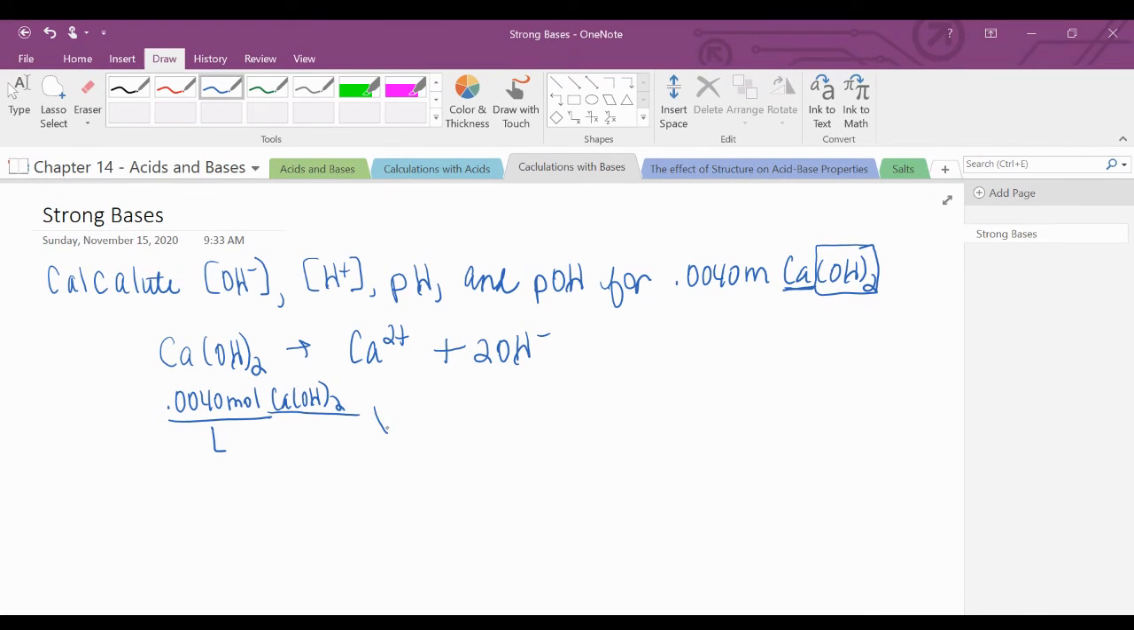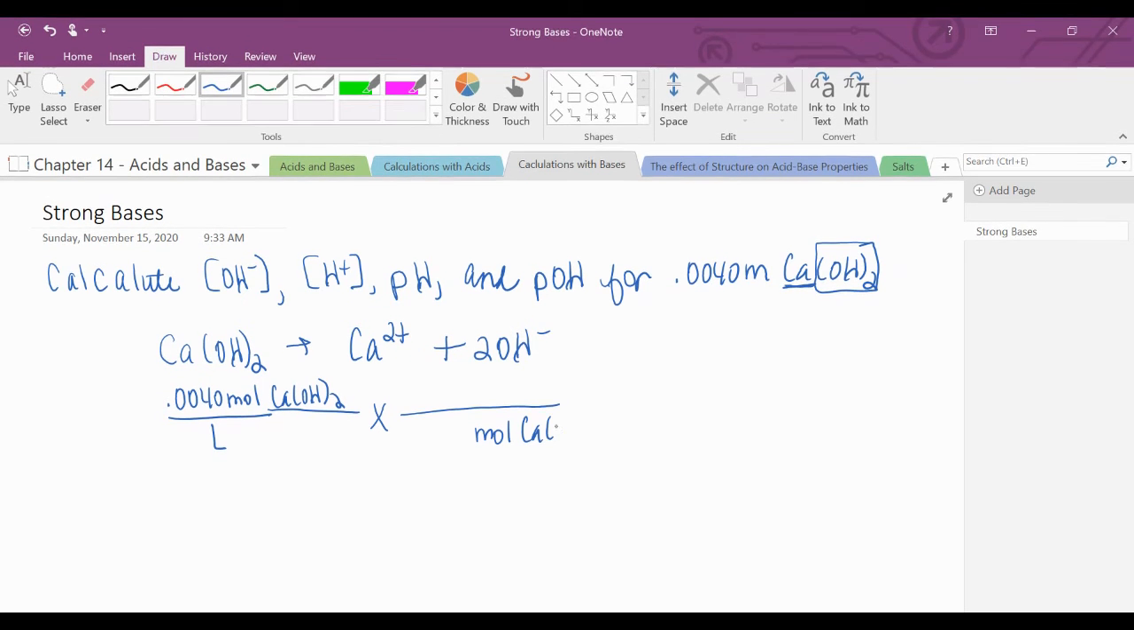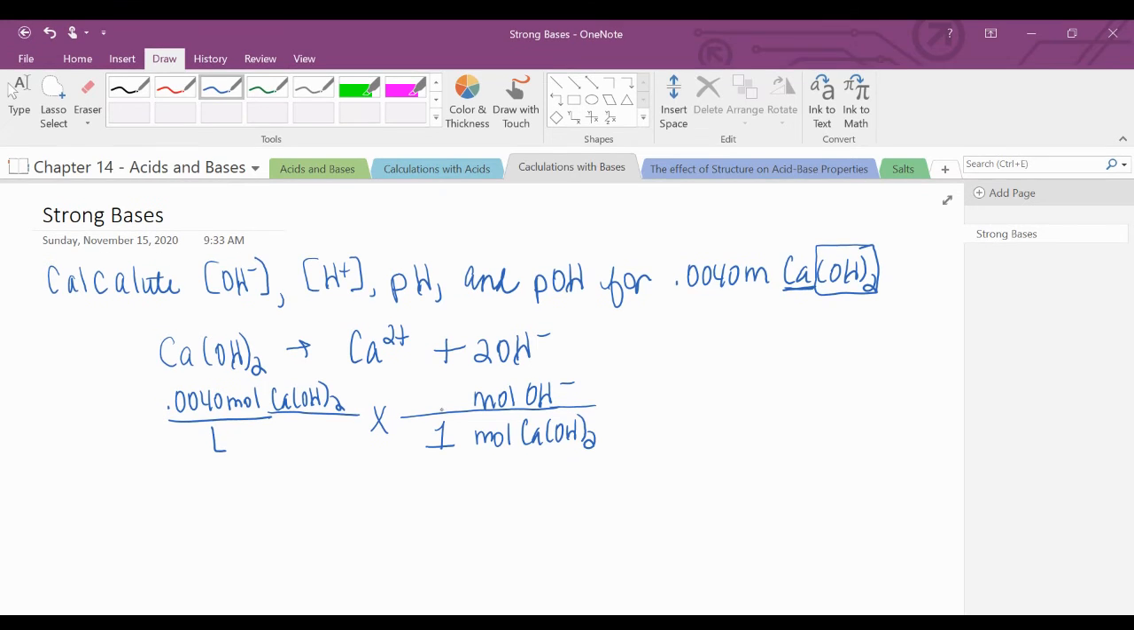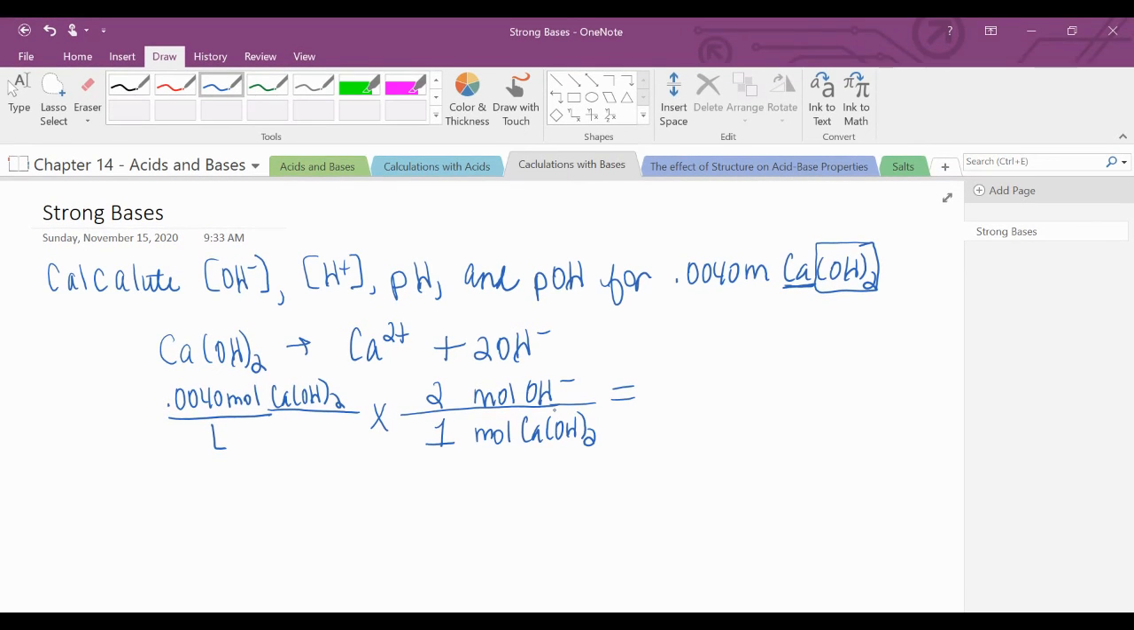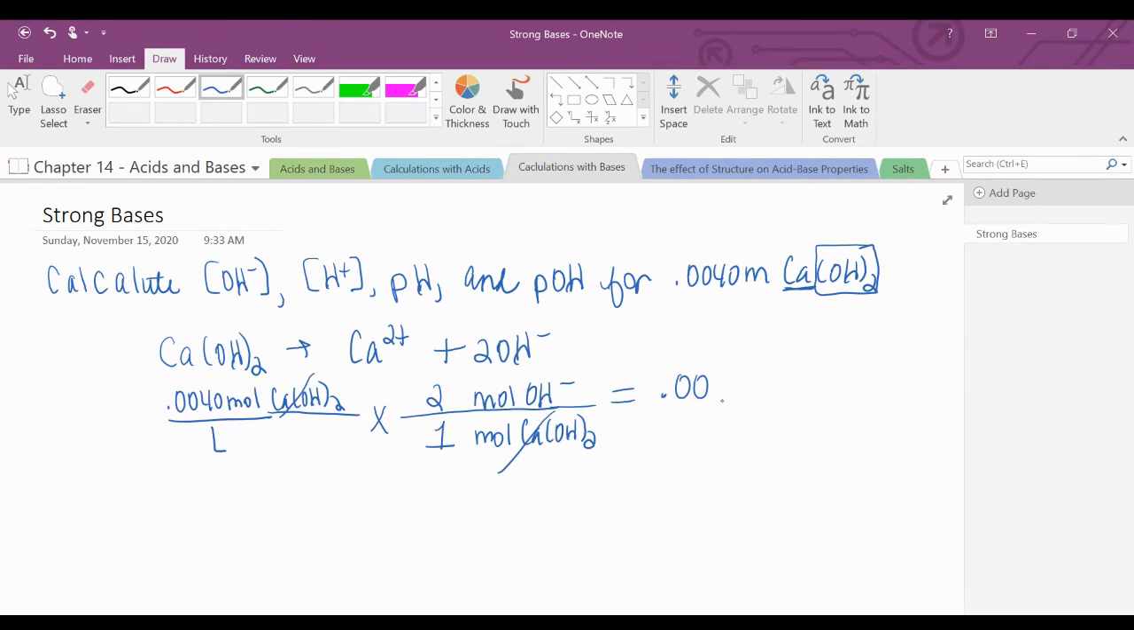And we're going to need to use a mole ratio. So we're going to go from moles of calcium hydroxide to moles of hydroxide. And I can see that there's 1 mole of calcium hydroxide and 2 moles of hydroxide ion. And so this tells me the concentration of hydroxide is 0.0080 molar.